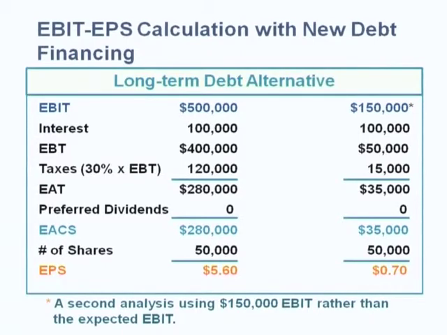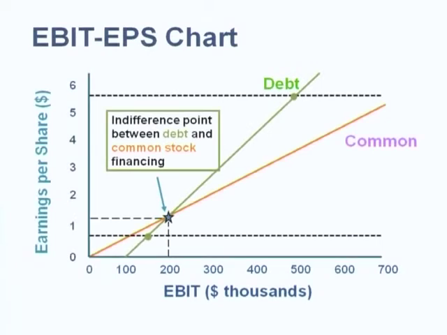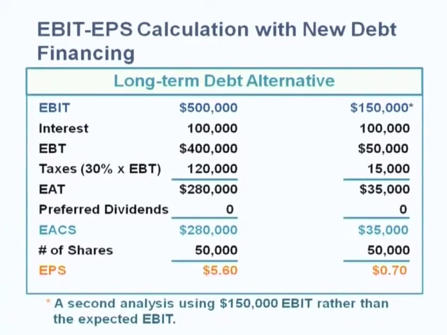EACS 280,000, number of share is only 50,000, right? Because you don't issue new share. So EPS will be 5.6. You can plot the dot. You see the green line, that right dot. Relationship between EBIT 500,000 and earning per share 5.6.